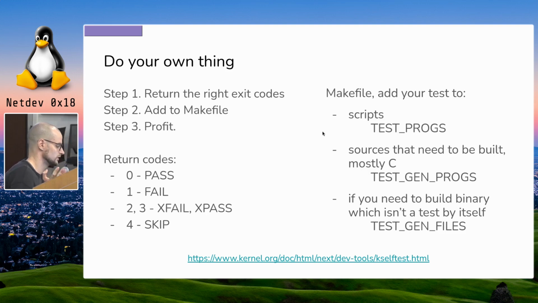And then you write your test, make sure that it exits with the right exit code, and then in the makefile, you assign it to the right variable, and that's it. The test will run as part of kselftest. There's a slight differentiation there between the make targets. For scripts, you put it in one, and for things that need to be built, you put it in the other. It's very straightforward. It's not hard to add a new selftest.